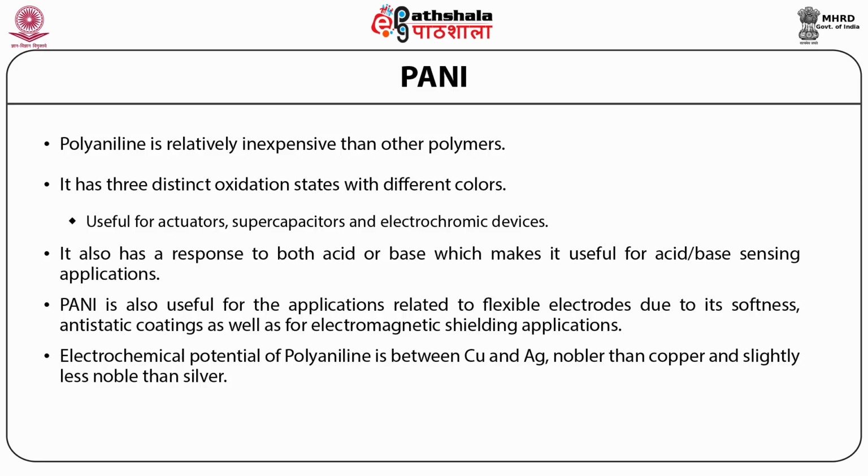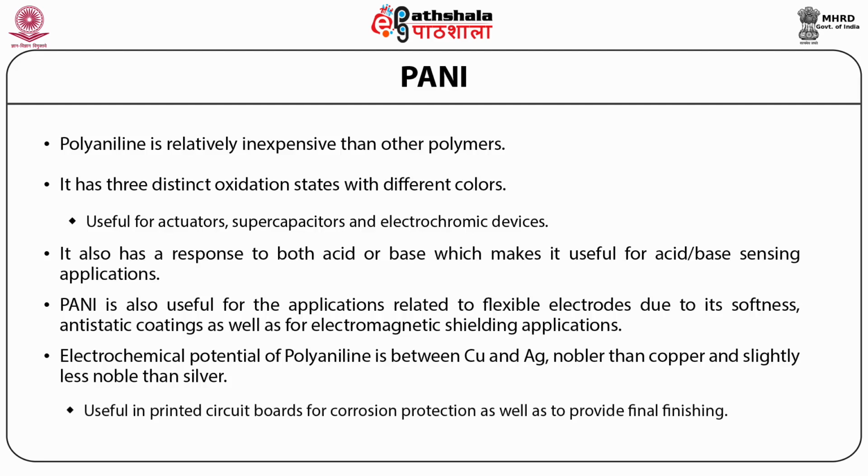Now, the change in the color of polyaniline associated with different oxidation states can be exploited in devices such as sensors and electrochemical devices, where the color change is an important parameter. Now, the electrochemical potential of polyaniline is between copper and silver; it is nobler than copper and slightly less noble than silver. So, because of this, it is also useful in printed circuit boards for corrosion protection as well as to provide the final finishing.